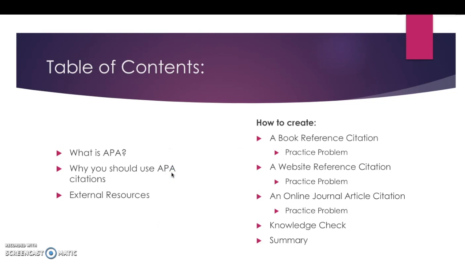Some topics covered in this lesson are: what is APA, why you should use APA citations, and some external resources you can go to for help. You'll learn how to create a book reference citation, a website reference citation, and an online journal article citation. After each type, you'll complete a practice problem. Then you'll have a final knowledge check and a summary.